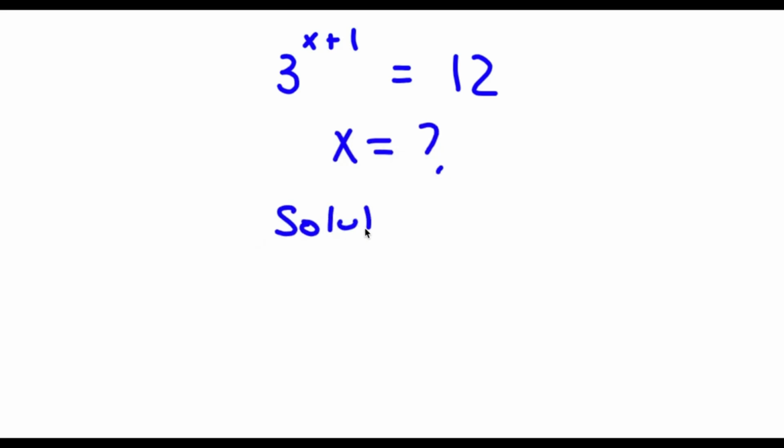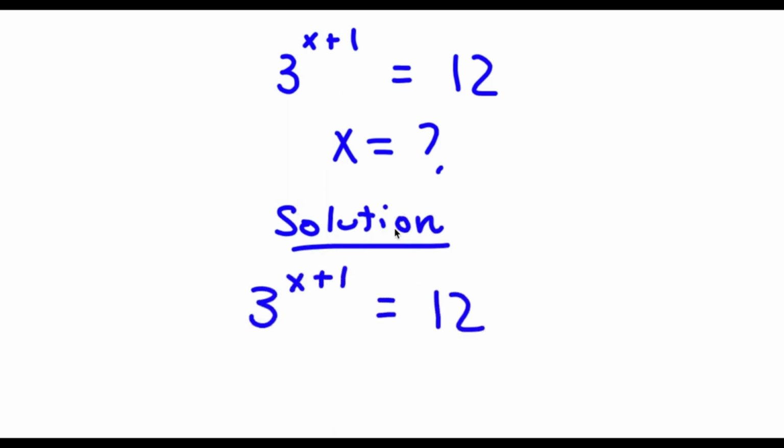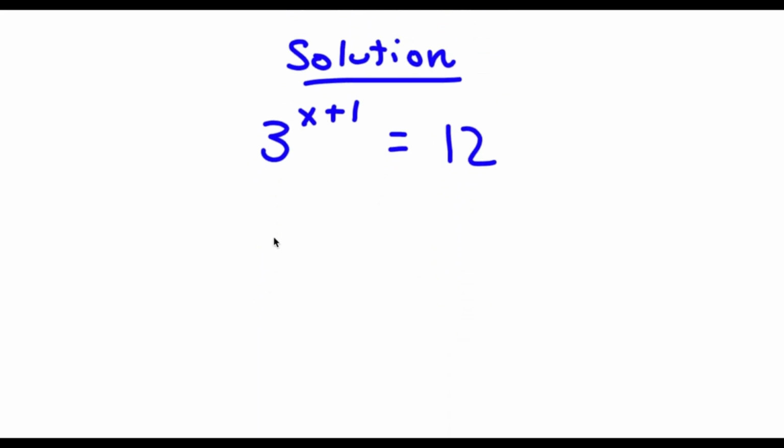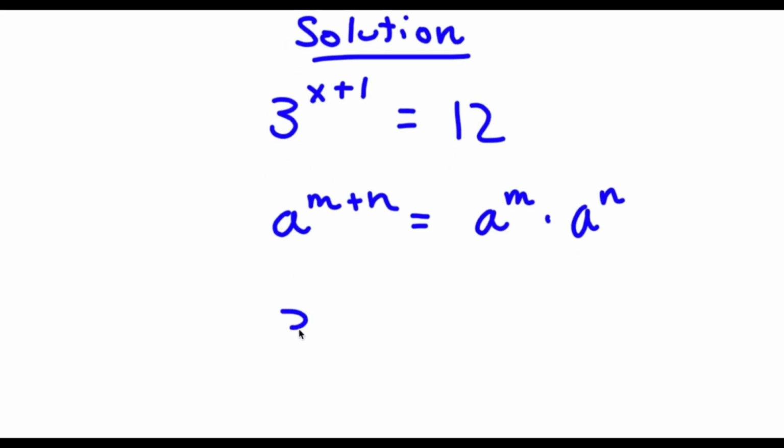So for my solution, first start with 3 to the power of x plus 1 is equal to 12. Now, if I have something in the form a to the power of m plus n, this is equal to a to the power of m times a to the power of n. So in this case, 3 to the power of x plus 1, we can write this as 3 to the power of x times 3 to the power of 1. Now this is equal to 12.